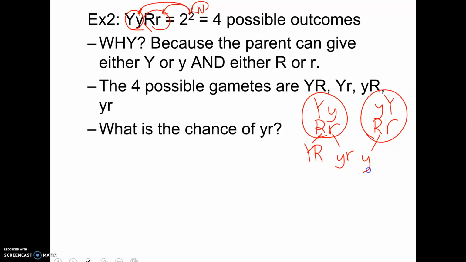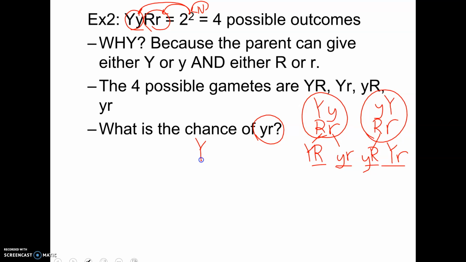Now you get little y with big R, or big Y with little r. These are all possible combinations because it's going to randomly give 1 copy of Y and 1 copy of R. So there are 4 combinations here. The more pairs you have that are heterozygous, the more possible combinations. Then if you were asked, what are the chances of giving little y and little r?